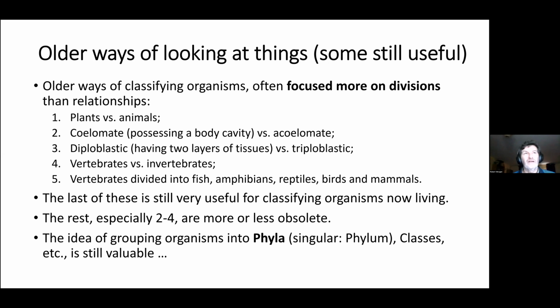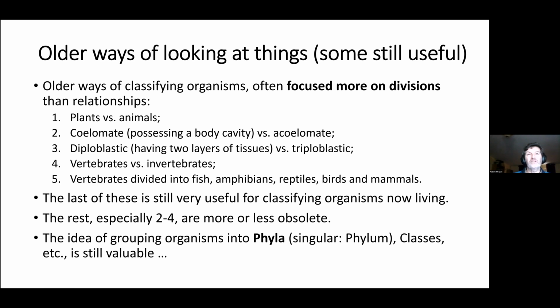So we looked at sort of plants compared to animals, and there's this idea of what's called a coelomate organism. That's an organism possessing a body cavity where the organs of the body are sort of inside it, versus an acoelomate organism, which is like a sort of solid mass of tissue. And also what's called diploblastic, having 2 layers of tissues, versus more advanced organisms like us with 3 layers. And of course, vertebrates versus invertebrates. And then the vertebrates divided into fish, amphibians, etc.